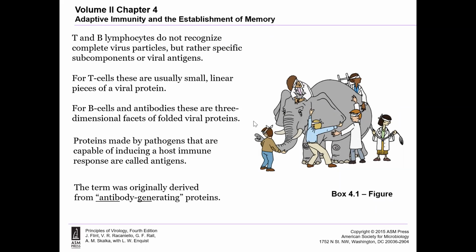And so basically, the adaptive immune response is recognizing very small parts of a virus, right? And those specific components are referred to as the antigen, right?